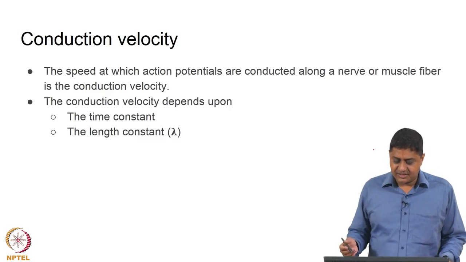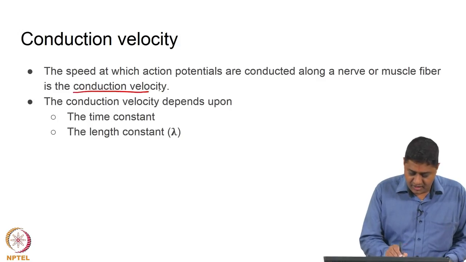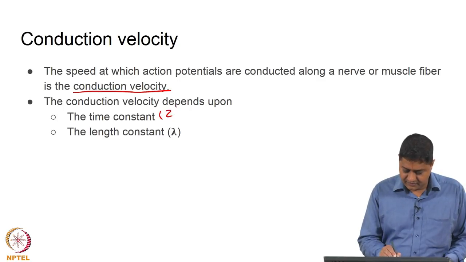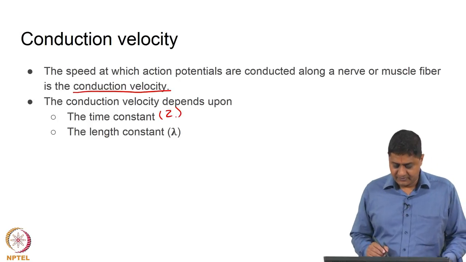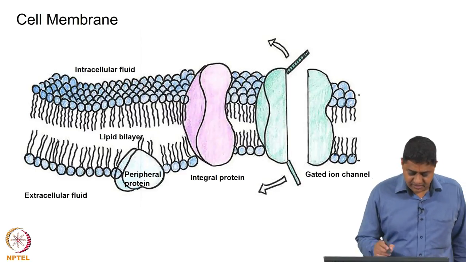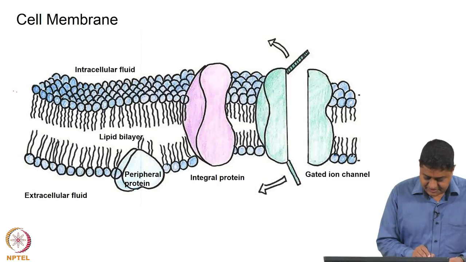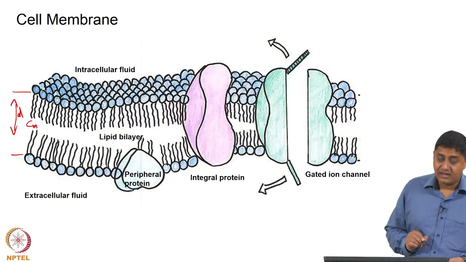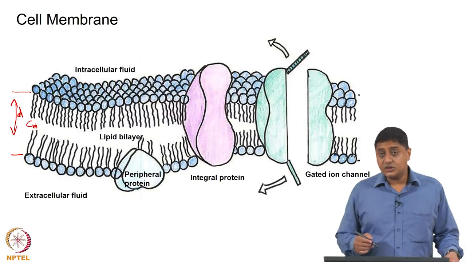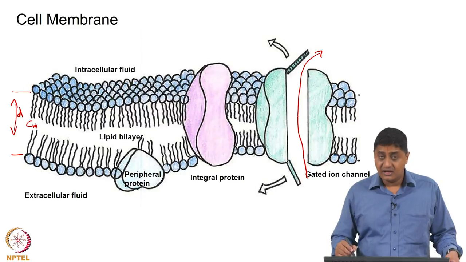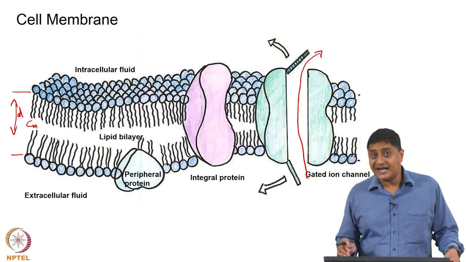The speed at which action potentials are conducted is called conduction velocity, and there are two factors that govern the conduction velocity. One is the time constant tau, the other is the length constant lambda. Now, let us remember that the cell membrane can be considered to be a parallel plate capacitor. Okay. So, there is some distance d, and this parallel plate capacitor has some membrane capacitance Cm.